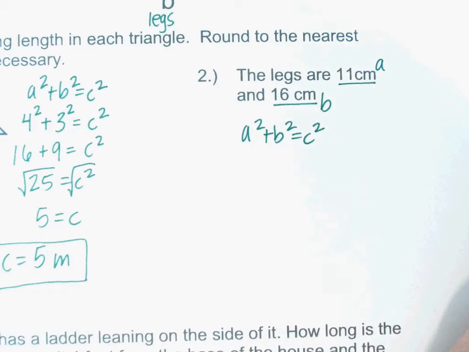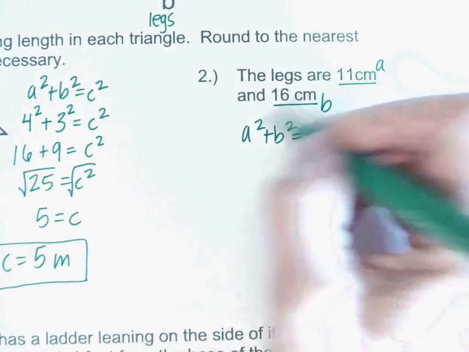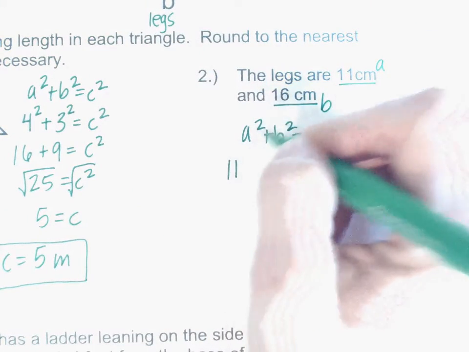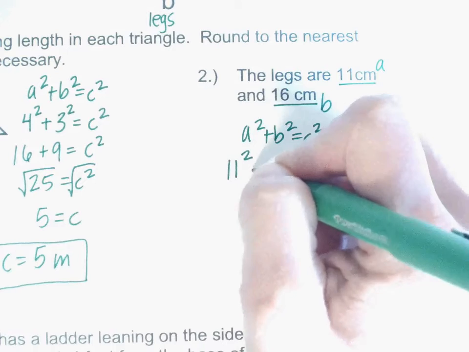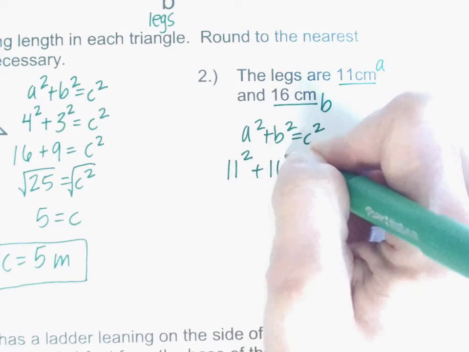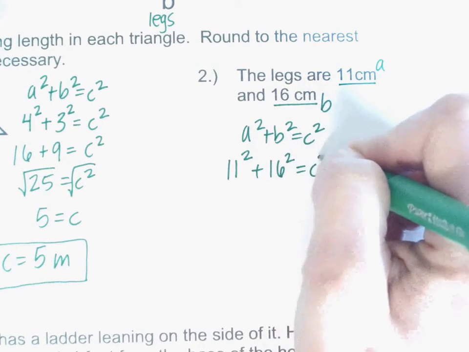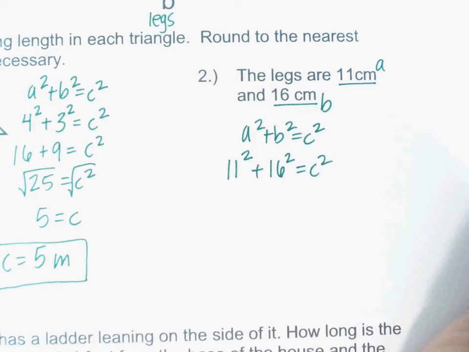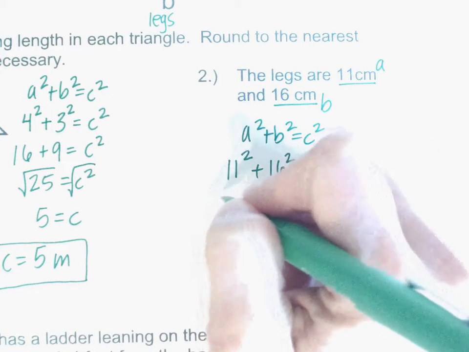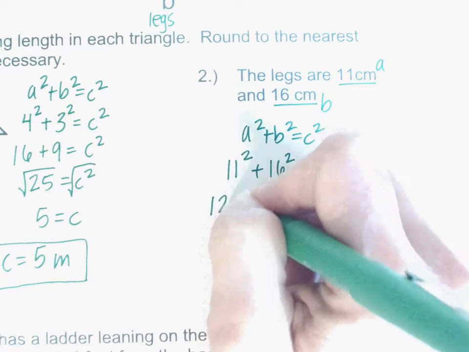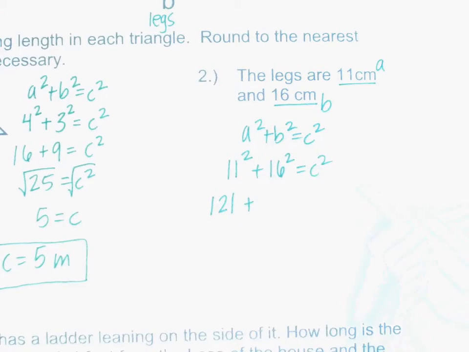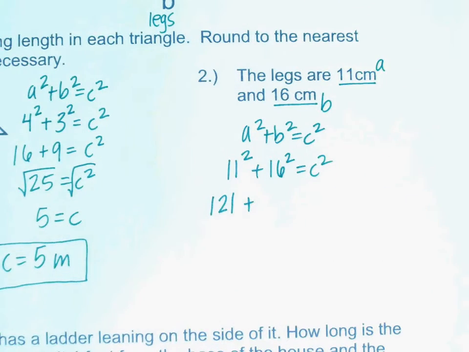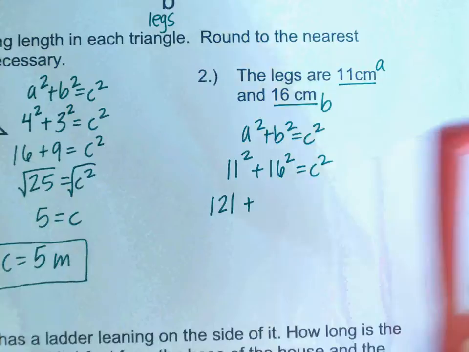My next step here is to go ahead and make my substitution. So 11 will go in for a, so I have 11 squared. 16 will go in for b, so I have 16 squared, and drop that down. Now my next step is to square these. I know 11 squared is 121. 16, I am always not 100% sure, so I always just double check.